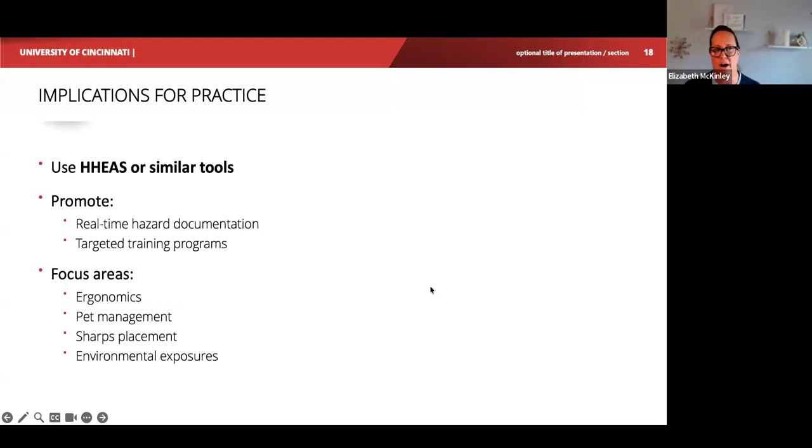So, implications for practice. We'd love to see the home healthcare environmental assessment survey or similar tools improved, validated for use, and then hopefully used more often so that workers have an idea of what their exposures are and employers have an idea of what their exposures are, so they can better protect their workers.